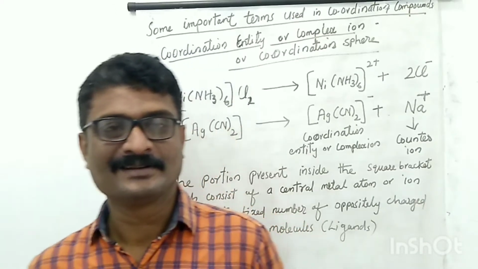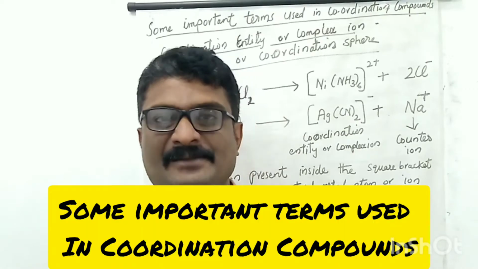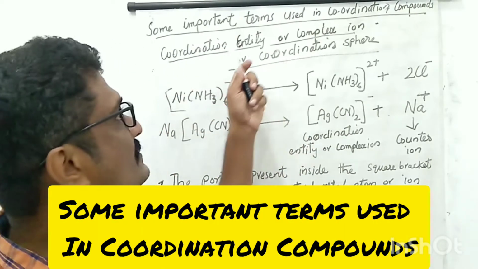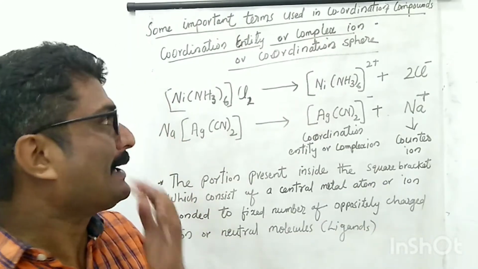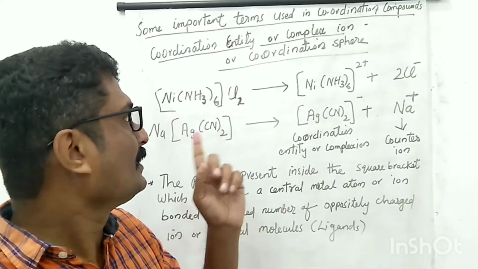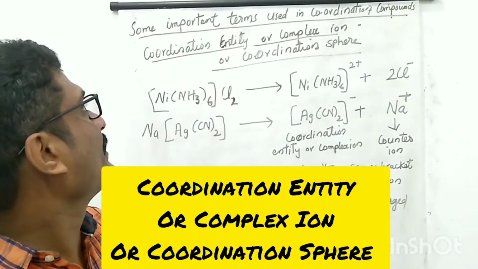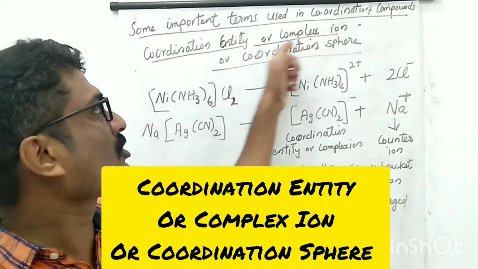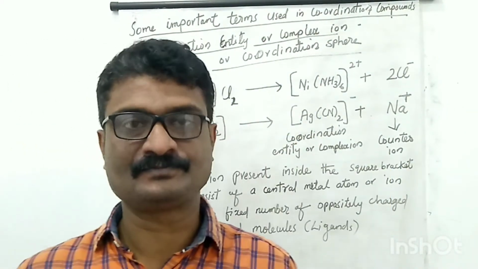Students, in this video I am going to explain some important terms used in coordination compounds. The first basic term is coordination entity, or complex ion, or coordination sphere.